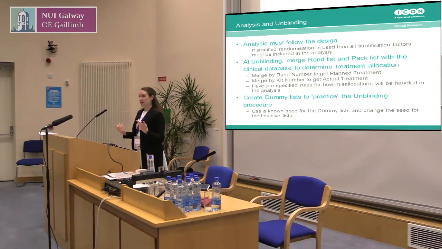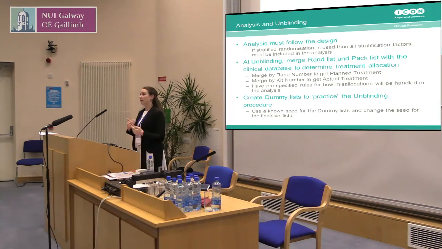At the unblinding stage then, when we're recovering the treatment allocation of the trial, we take the randomisation list and the PAC list with the clinical database and merge them together to get the treatment allocations. So we merge by the randomisation number to get the planned treatment. We merge by the kit number to get the actual treatment. And these are different because, going back to the intent to treat principle, anything about efficacy should be analysed according to the planned treatment. But if you're trying to assess safety effects, that should be concerned with what they actually took. So you have two different treatment allocations, and they can be different in the case that a mistake has been made or some misallocation of treatment happened during your trial.